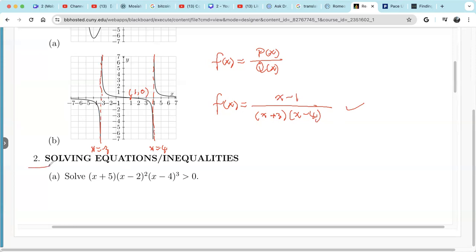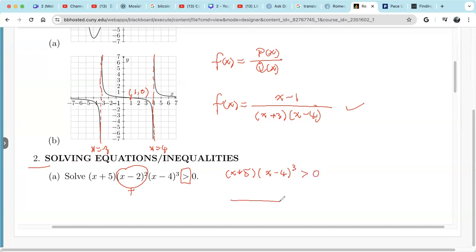Now let's see question 2. This is inequalities. First we focus on the sign. The sign is saying greater than 0, positive. This one is always positive because it's a square, so you can just leave this alone. Forget about this. Just consider x plus 5 times x minus 4 raised to the 3rd power greater than 0.